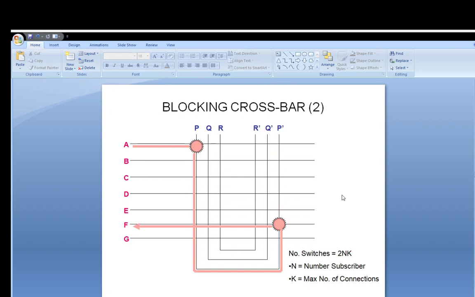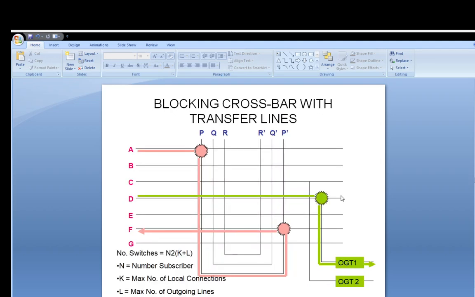Suppose in this figure A and F are to be connected, so similarly the same procedure will be followed. Subscriber A firstly is to be energized, then P is to be energized, then F is to be energized, and then P bar is to be energized. So through the P bar and P lines there will be a connection between A and F. So this procedure was used to reduce the number of switching points.